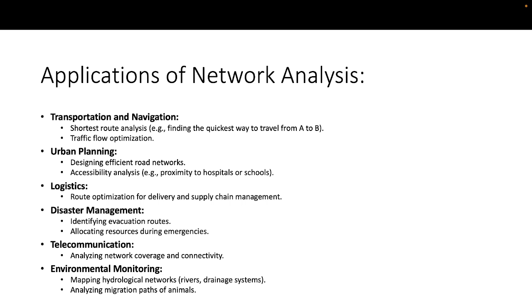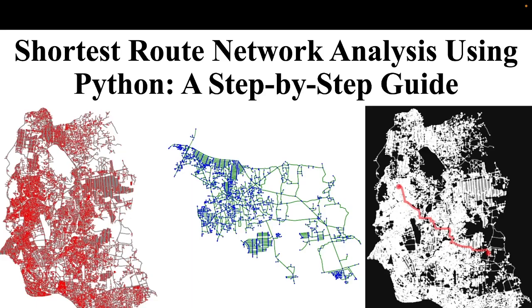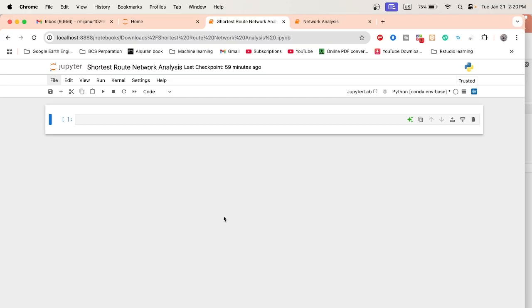So now let's check the practical example, mainly how we can identify the shortest route using network analysis in Python. Step by step, I will try to guide you. You should also try to follow these steps and you can easily find the shortest route. So let's go. Here I just opened my Jupyter notebook and after that I will write the code one by one.